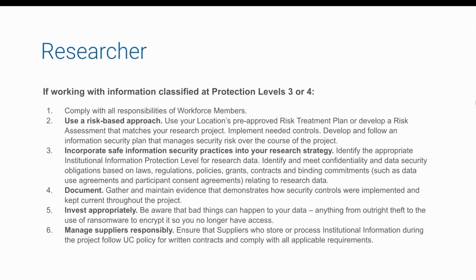Now let's take a look at the role of researchers. As a researcher, you are considered a workforce member and should follow those responsibilities. And since you will likely be working with information classified at protection level 3 or 4, there are additional steps to take to comply with IS-3.